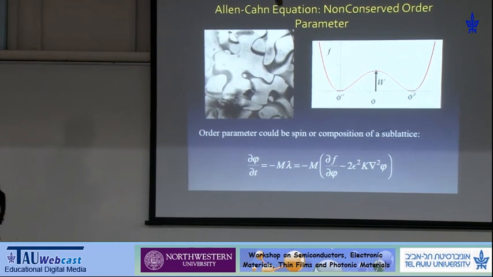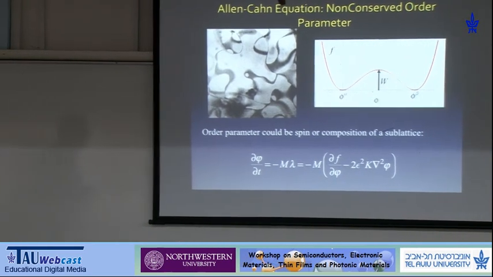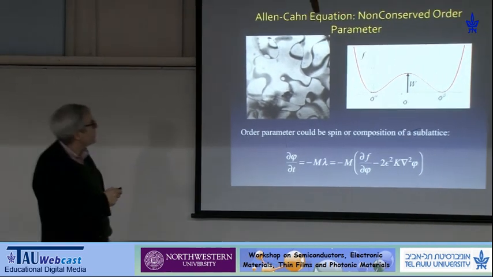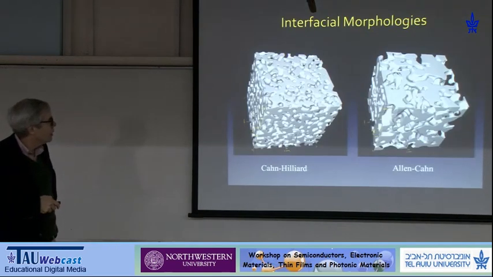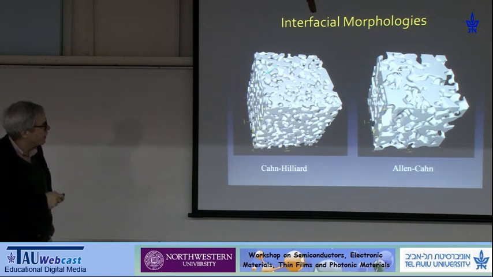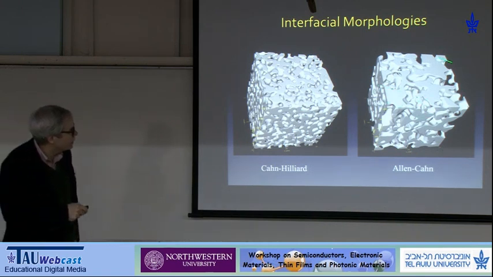And so those are the two basic phase field equations, Allen-Cahn and Cahn-Hilliard. And if you do the simulations, you get slightly different structures. This is Allen-Cahn. This is Cahn-Hilliard. You can see that they look a little bit different.